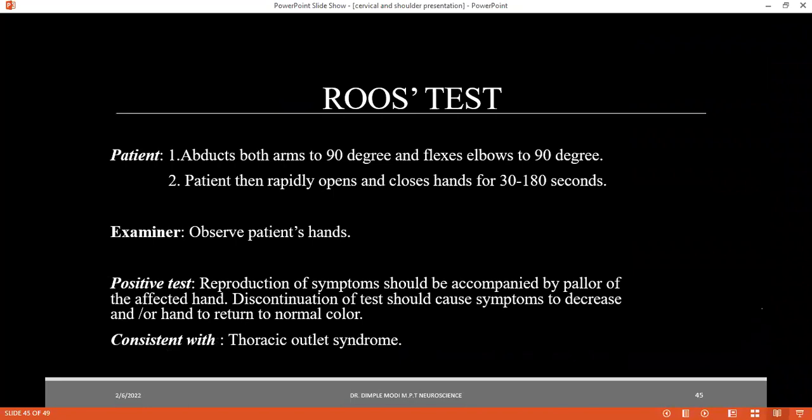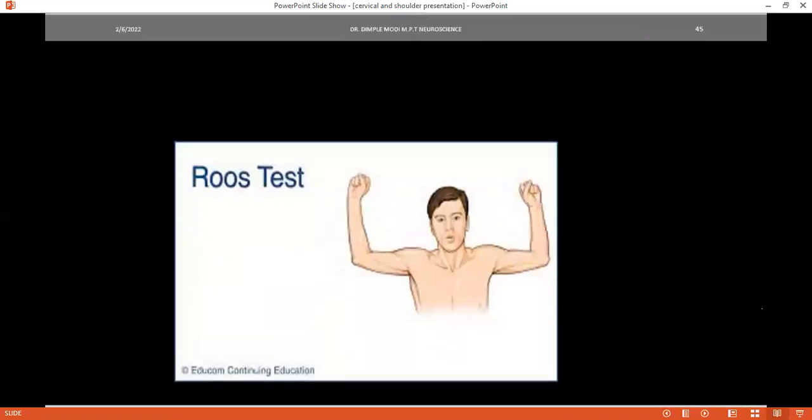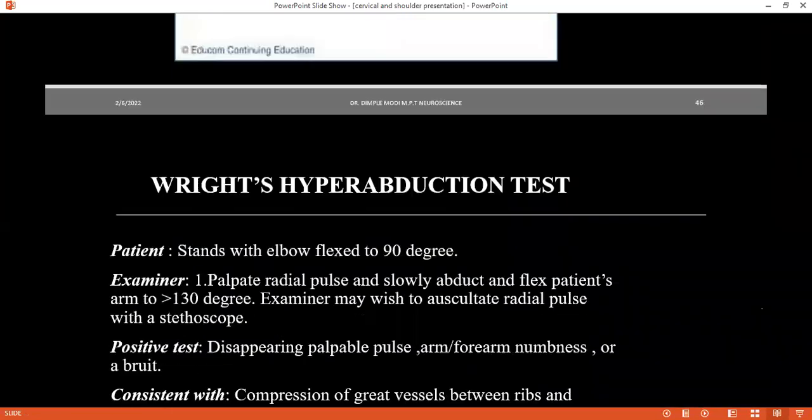Bruce test. In this, you have to raise your hand to 90-90 position, abduct the shoulder to 90 degrees and elbow flex to 90 degrees. And you have to ask the patient to open and close the hands for 30 to 180 seconds and see the patient's hand. If there is a reproduction of the symptoms or if they are accompanied by pallor, discoloration of the hand. Okay. So this means there is a thoracic outlet syndrome. Like this position.